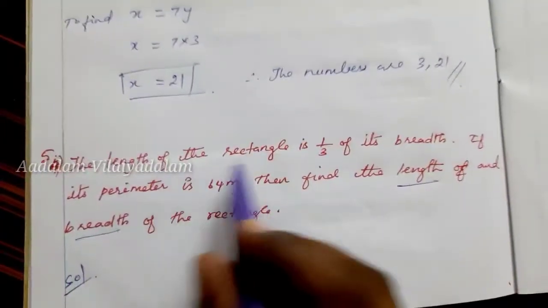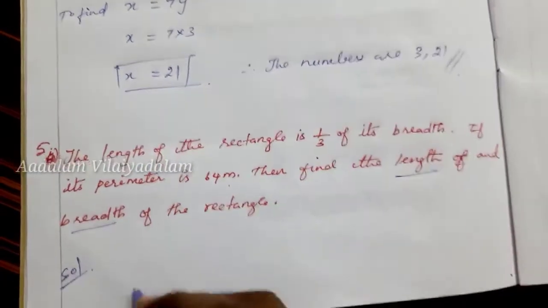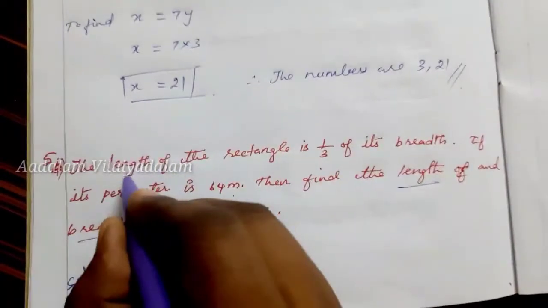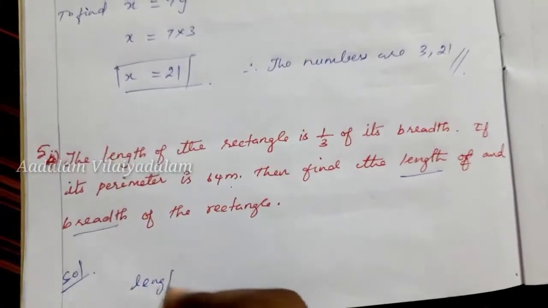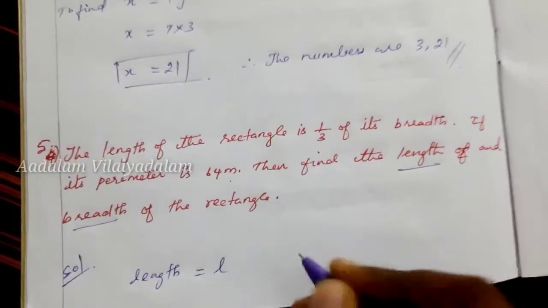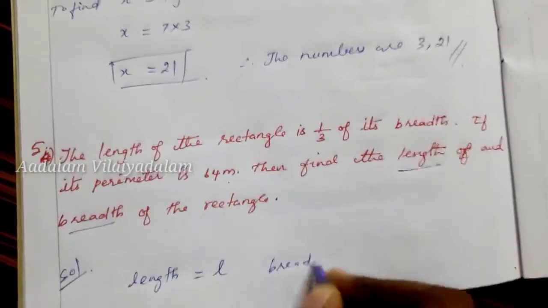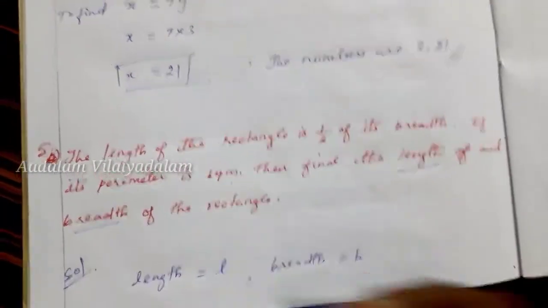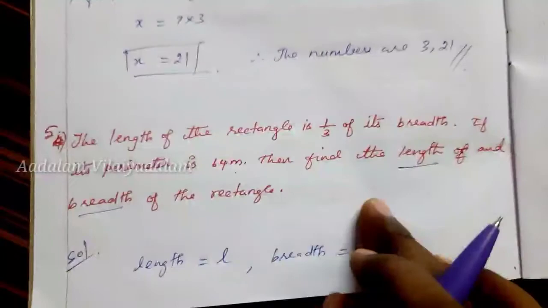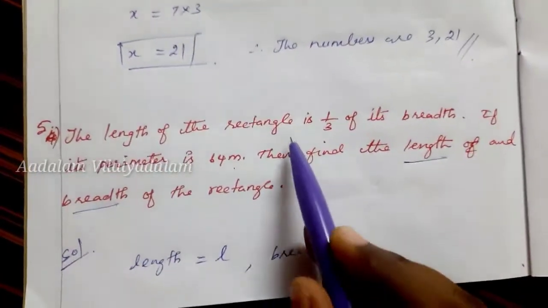Okay, the length of the rectangle is, so therefore L. So let us take length equal to L and breadth equal to B. Okay, so let's write the statement. Length of the rectangle is, so therefore L equal to, we know the rectangle, so this will be the L and this one will be the breadth.